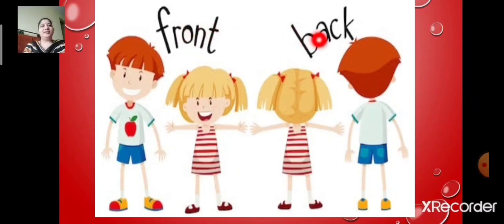Front, back. These two children are looking in front and these two children are looking back. So, F-R-O-N-T, front, and B-A-C-K, back, are the words opposite to each other.